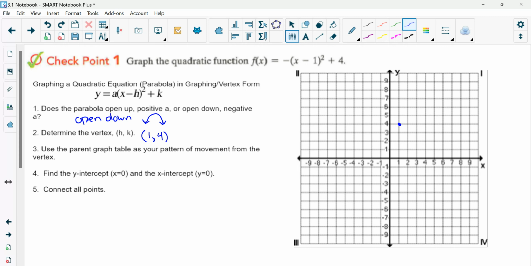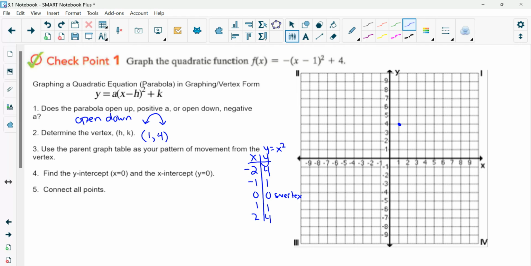Now for the third thing we're going to do, we're using that parent graph table to plot some points. So remember, this was our parent graph table for y equals x squared. You copied it down before. Negative 2 squared is 4. Negative 1 squared is 1. 0 squared is 0. That was our vertex. 1 squared is 1. 2 squared is 4. So this is our new vertex up here.